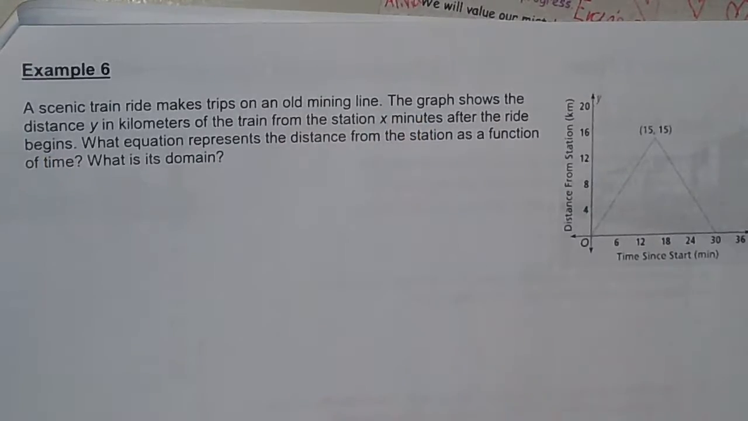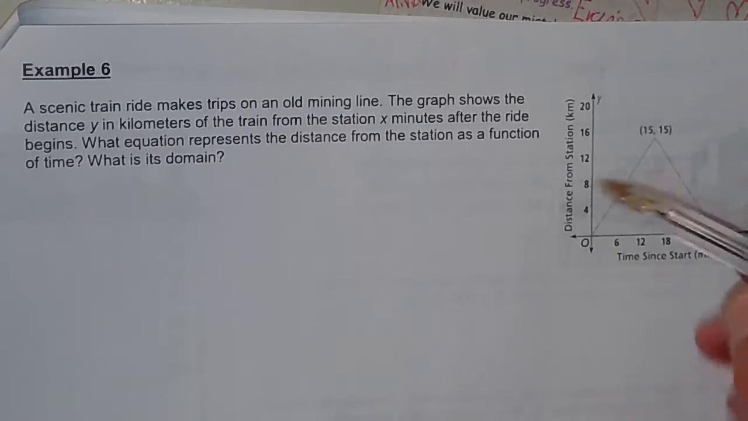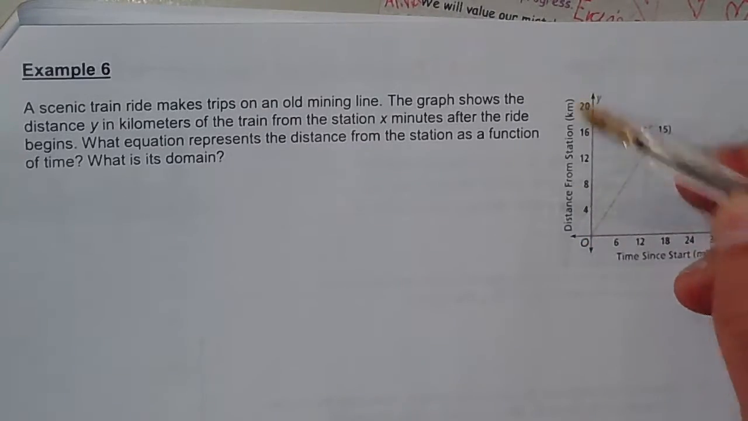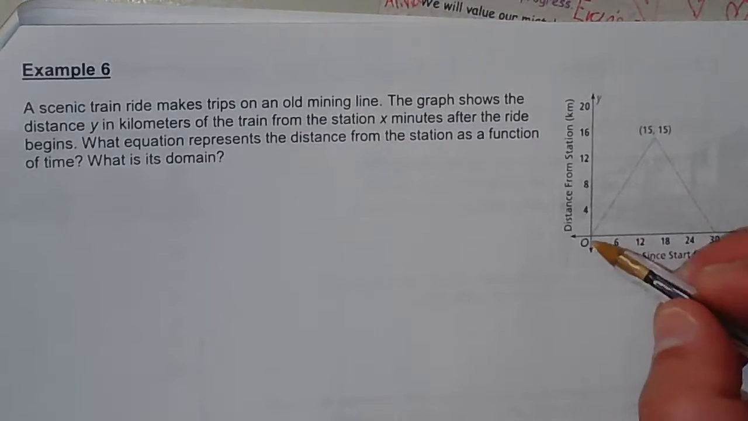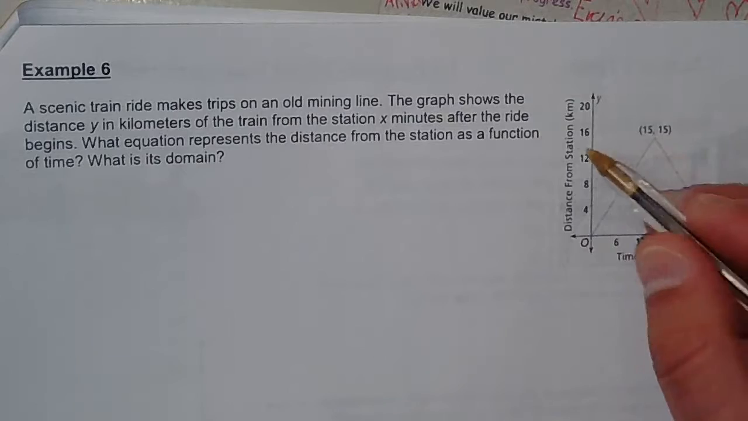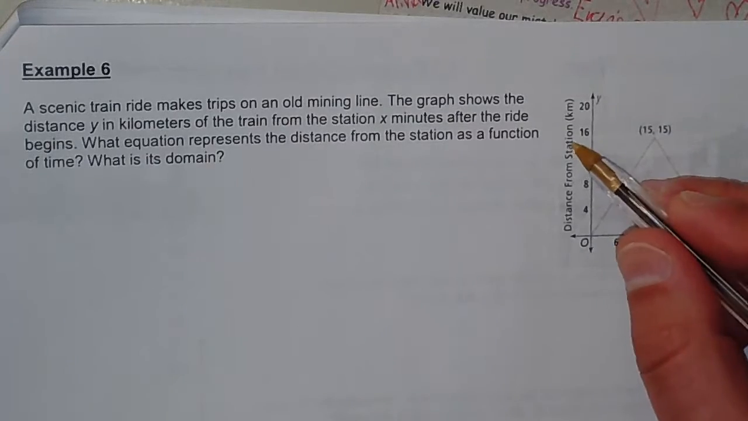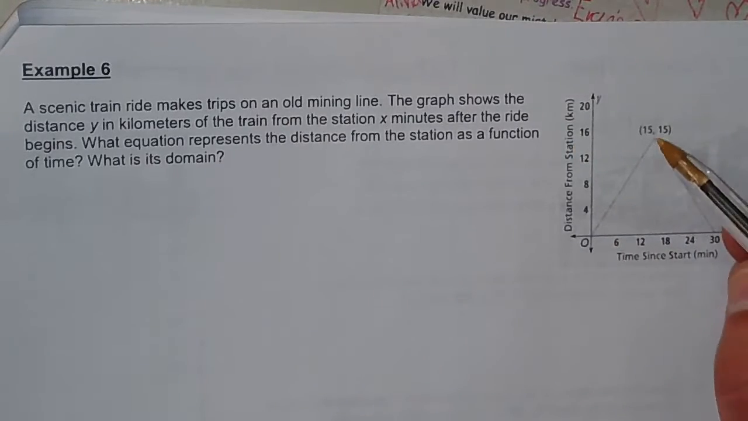Okay, so when you read stuff like that, that's telling you your axes, meaning as the minutes go, you get this distance away from the train station. So just simply looking at this graph, as time goes on, they go away from the train station up to a point where they're at 15 kilometers away. And then, of course, they come back to the train station to drop the people off from the tour.